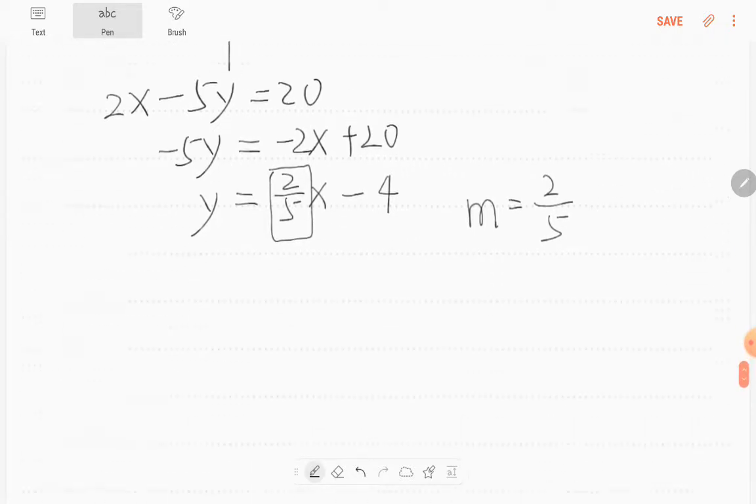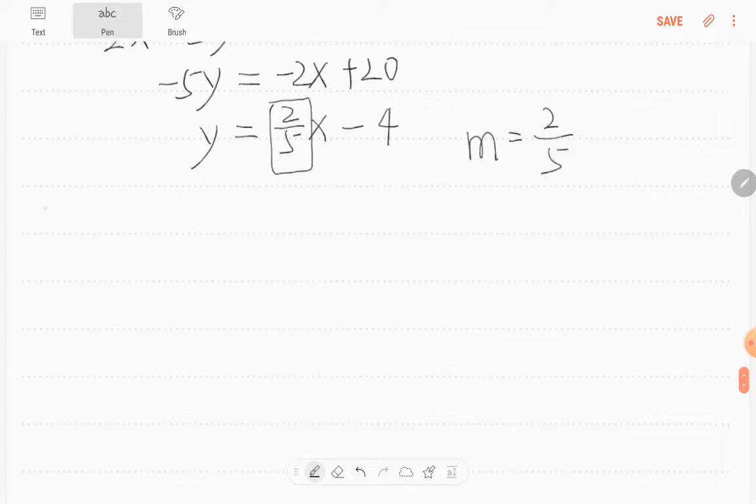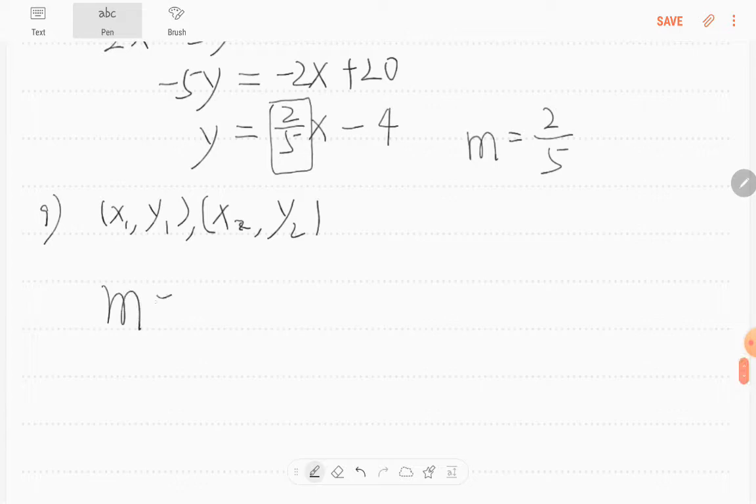Number 9. Given 2 points, x1, y1, x2, y2, what is the formula for the slope? So this formula is y2 minus y1 over x2 minus x1.